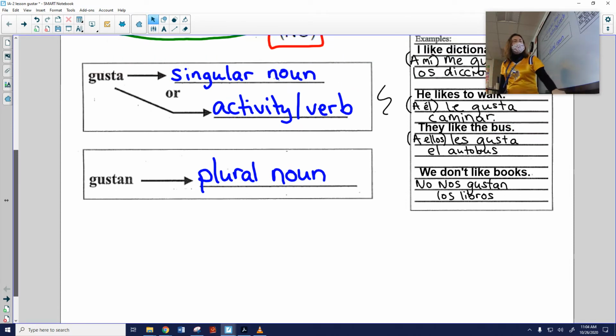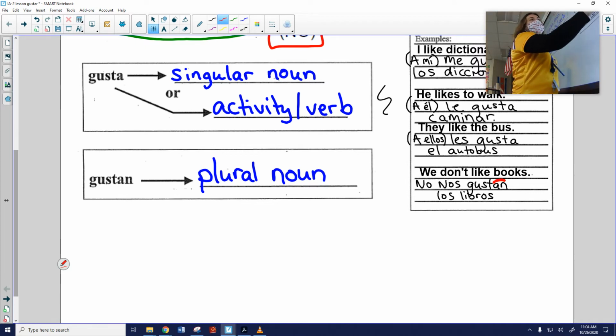Bueno. Chicos, I want to point something out. This ending of this verb matches the thing being liked, not the person. Nos gusta el autobús. We use gusta because of el autobús. We use gustan because of los libros. We don't conjugate the verb gustar like we would a normal AR verb. O, as, a, amos, an. That's just not how it's used.